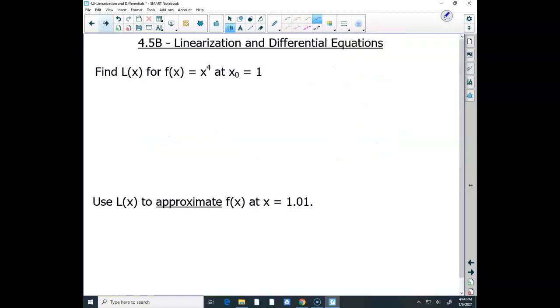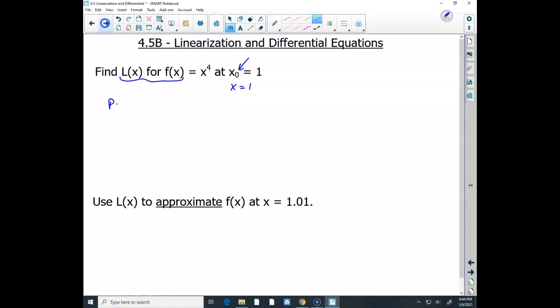Okay. So we're going to talk about approximating another one. I believe this one is in your notepad. We're getting pretty close to being done, and tomorrow's video is going to be a little bit longer. Sorry, but we're going to find L of x for f of x at x naught, which just means my beginning point of 1. So centered around 1, when x equals 1.